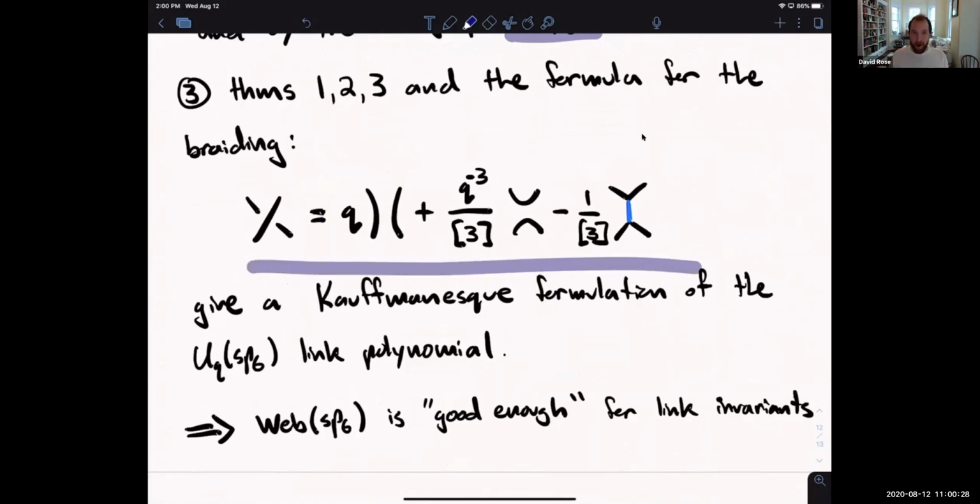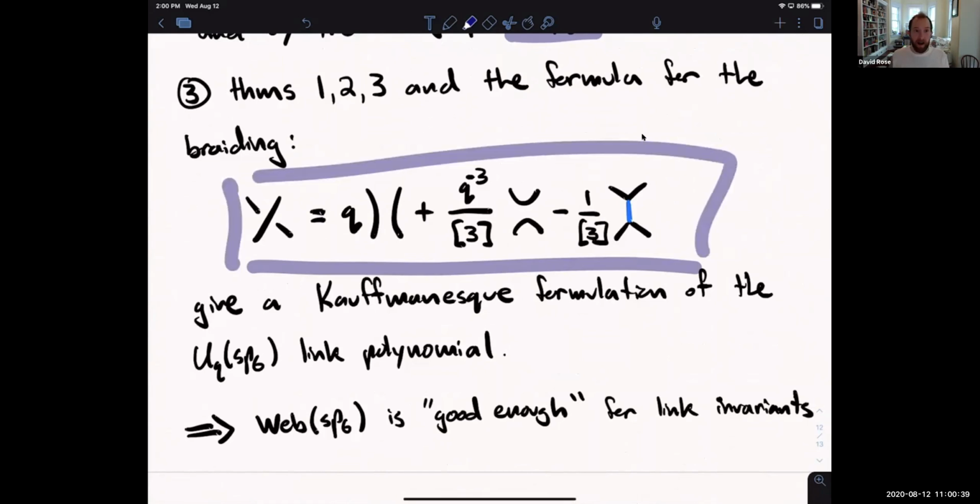this gives a Kauffman-esque formulation of the quantum Sp6 link invariant, meaning take your link diagram, apply this relation everywhere, and then our theorem tells you that that linear combination of webs that it spits out can be evaluated down to scalars, and that scalar will be, because of theorem 1, the quantum Sp6 link invariant. So somehow the informal takeaway is that if you're interested in topological applications, this category somehow is good enough.